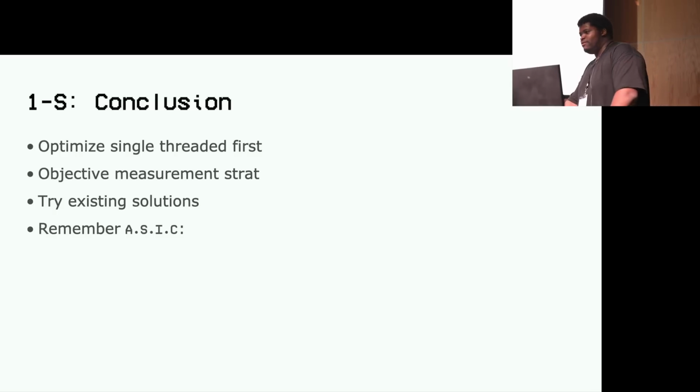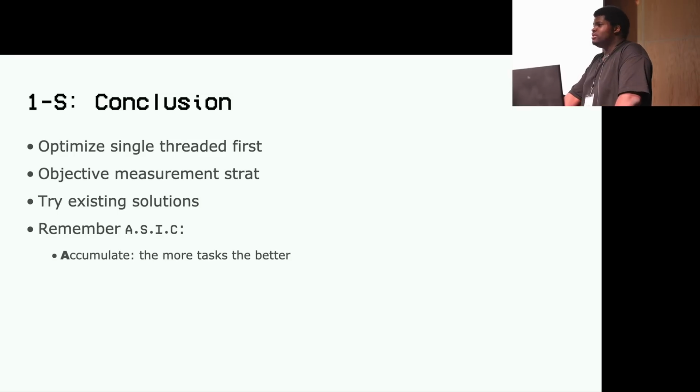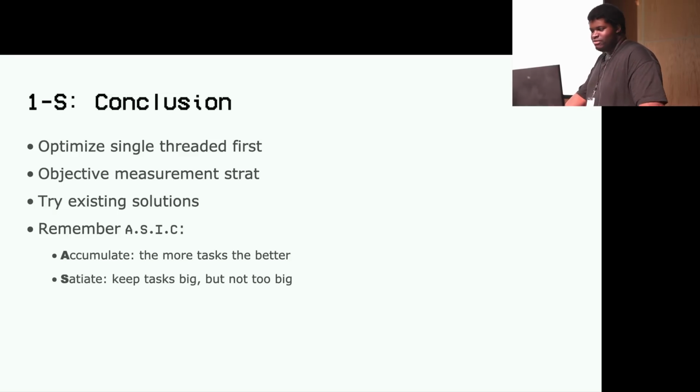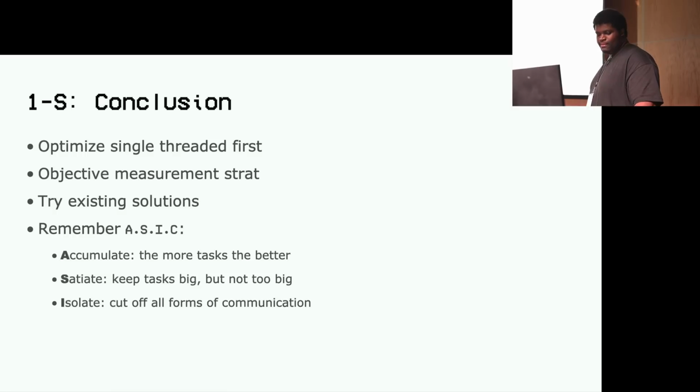And then remember the 4 pieces to avoid all of this. Accumulate. So the more tasks, the better. Higher the concurrency. Remember, you're in the business of task spawning. Satiate. Make sure the tasks are nice and full, nice and fat, not too big, because then you don't take advantage of CPU cores. Not too small, because then you start hitting contention.